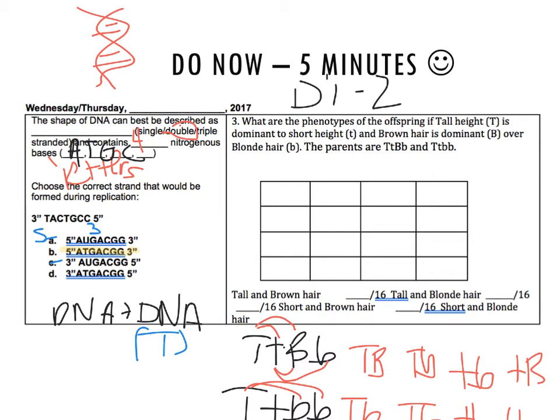Then you are going to put one parent here across the top, one parent on the side, and then go ahead and cross them.